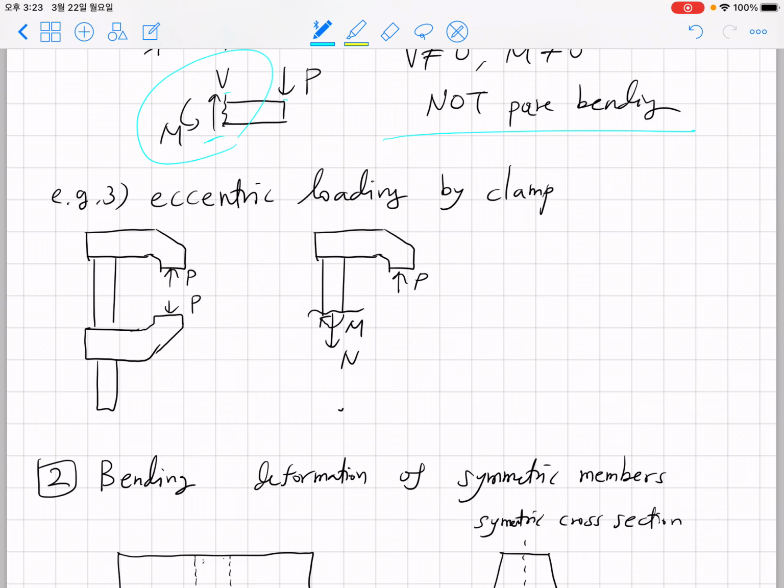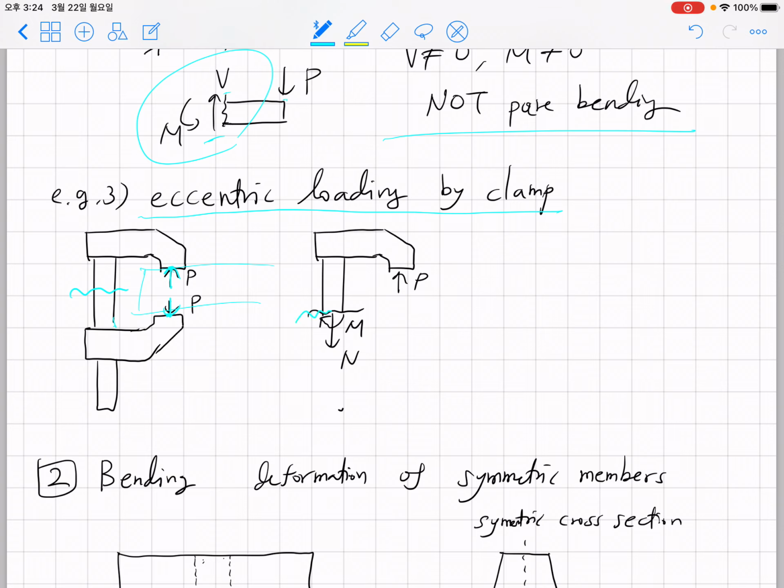Then as a third example, let's think about the eccentric loading case. Okay, so when you try to clamp something on a little plate or desk, what you can expect is, when you install a clamp, there's gonna be force acting on two sides of these clamp grips. Now if you make an imaginary cut here, you can think about what kind of reactions you need to make a force balance.